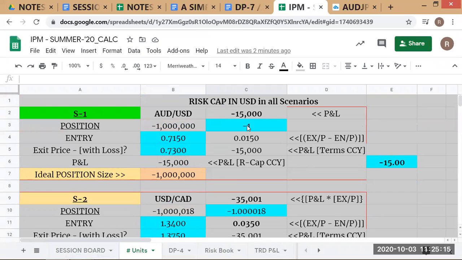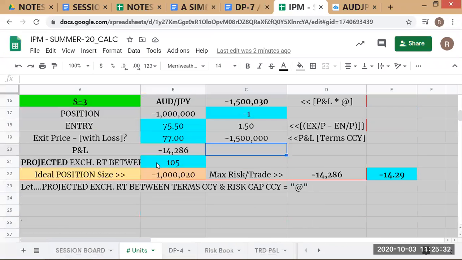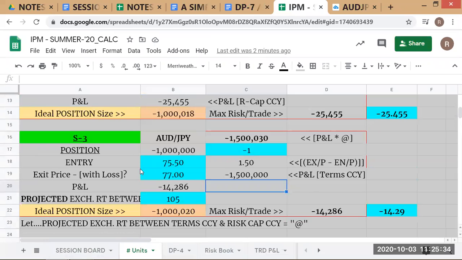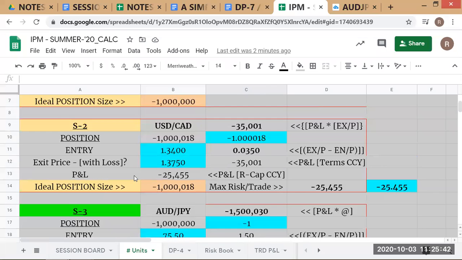So we have used this general expression, but the situations that you have seen are all situations of losses. Scenario 1, we were going short, we entered at 71.50 and exited at 73, that's a loss. Then 2, we were going short, we entered at 134, we exited at 137.50, that's a loss. And then here also we are going short, we entered at 75.5 and exited at 77, and that's a loss as well. So these are all loss situations, because when modeling position size, we are interested in the loss.